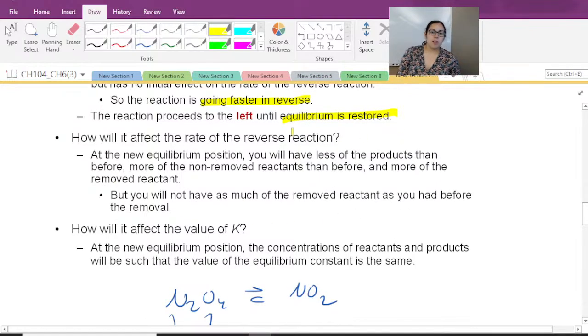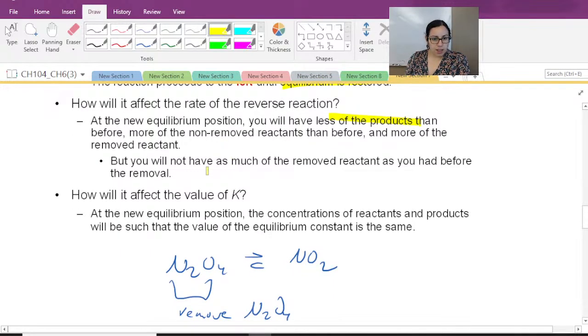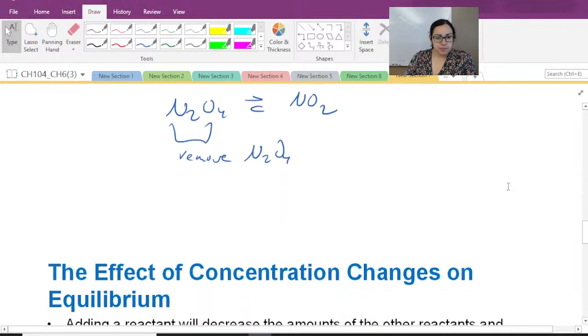And then, of course, all this wordy thing is to say that we would have less product, obviously, because that product made reactant. And then if we removed our reactant, we would have more than we had when we removed it, but of course not all the way as much as our original amount. And of course, once again, the key is that K remains constant.